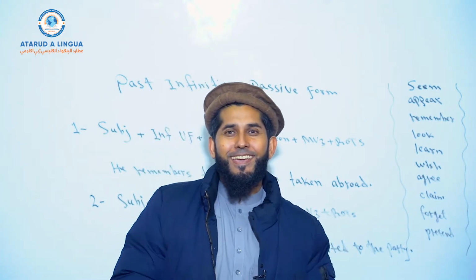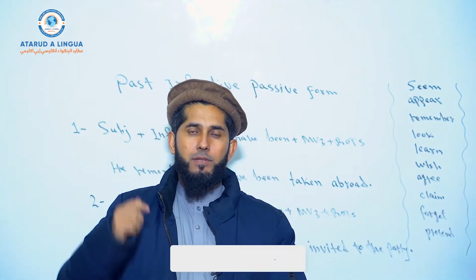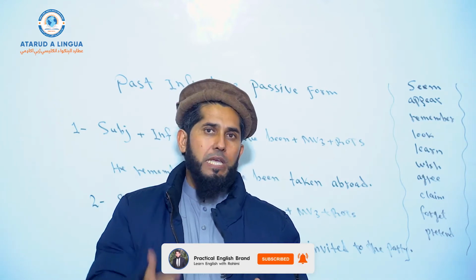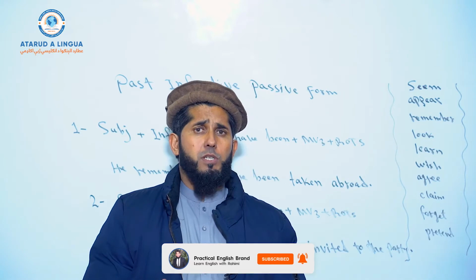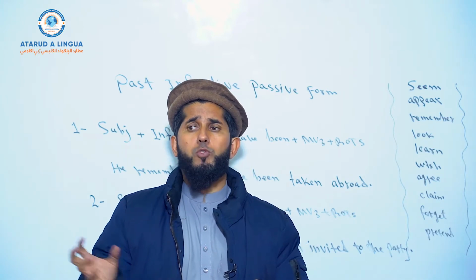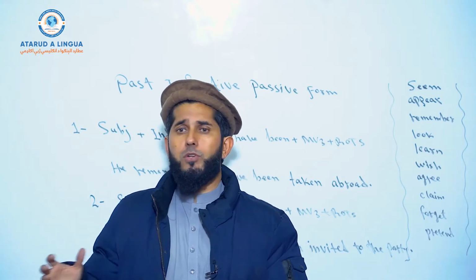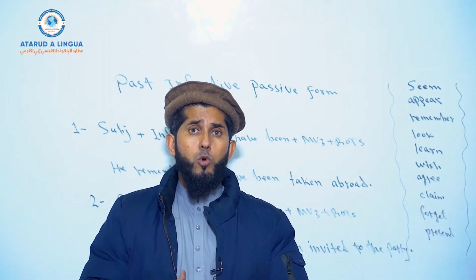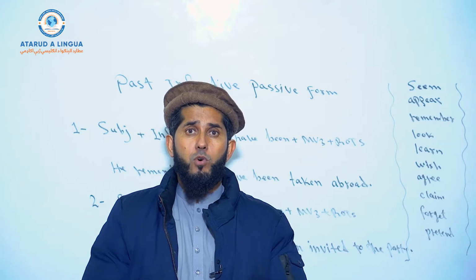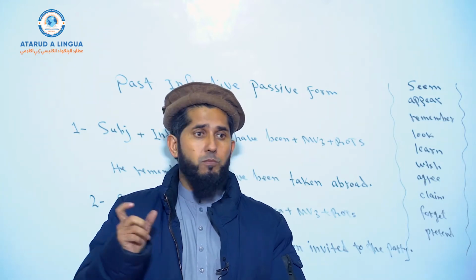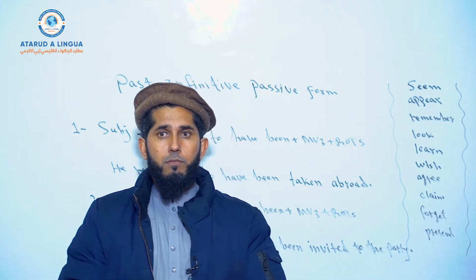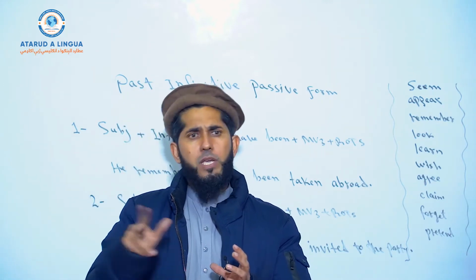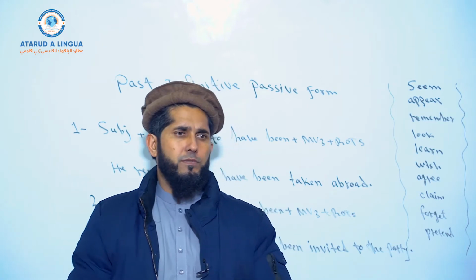Okay? And we're recording this video about the past infinitive passive form, not active form. Which means the subject of your sentence should be the receiver of the action and not the doer of the action because it is passive form. And try to use a transitive or ditransitive verb as your main verb. The verb that can take an object directly, or that can take two objects if it's a double transitive verb.